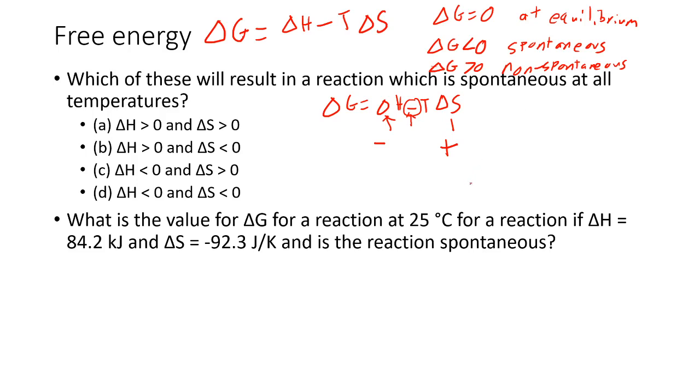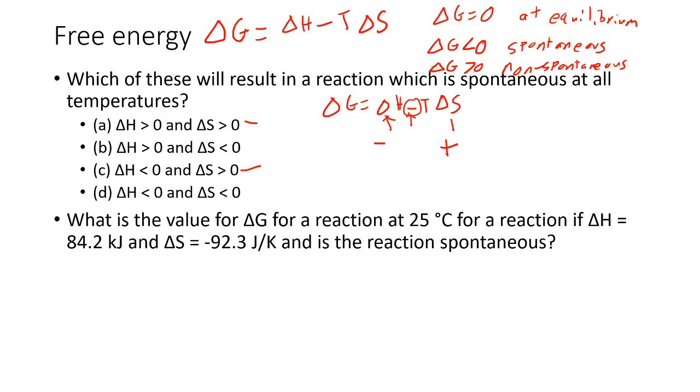When the signs are the same, so that would be like answers A and C, it's going to be sometimes spontaneous and sometimes not. To work with those, you've got to find out where delta G would be 0, and you can solve for the temperature for that. And then you can use that to figure out where it's going to be spontaneous and where it's not. Now, our second question, what is delta G given these values?